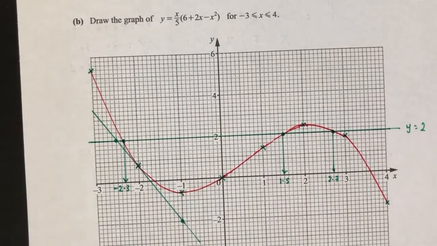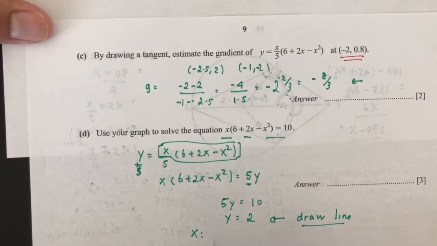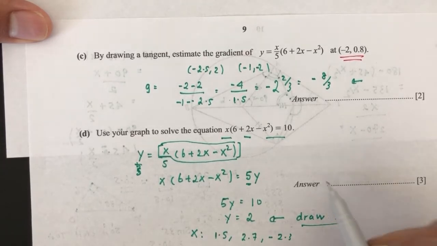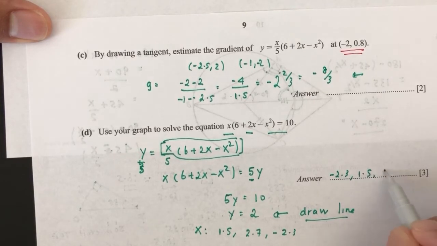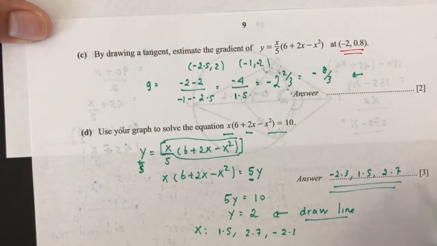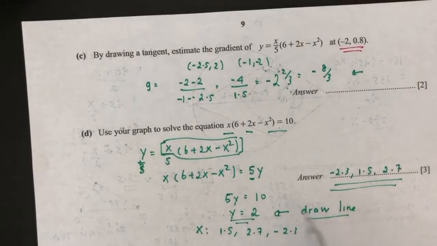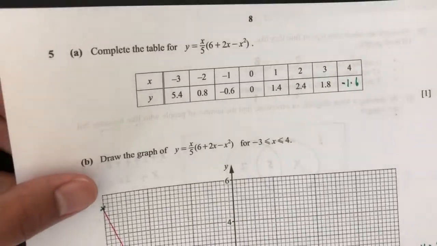Okay, so your answers for part D will be the x points. The first one that we see is 1.5, 2.7, or minus 2.3. So write your answers from the smallest, which is minus 2.3, 1.5, and 2.7. The way you solve this is to draw the line on the graph, to find where it intersects the graph. As you can see, we have 3 points, and those 3 are the answers for x. And that is question number 5.